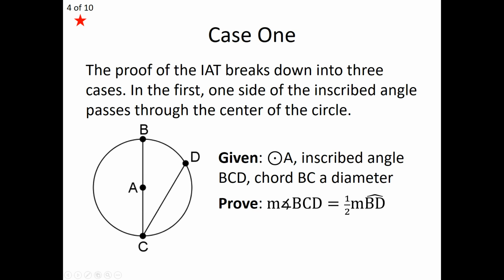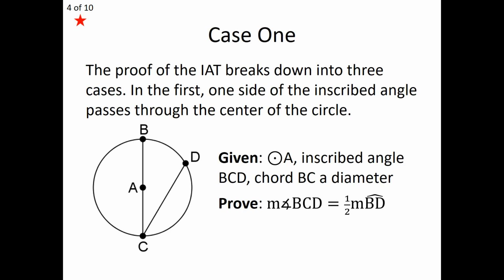As it turns out, though, the inscribed angle theorem actually breaks into three cases. Let's take a look at what case one is. Case one is our special case, because with our inscribed angle, the two sides of our angle pass through the circle as chords. One of the special cases that could happen is when one of the sides of our angle is a diameter. That means it passes through the center of our circle.